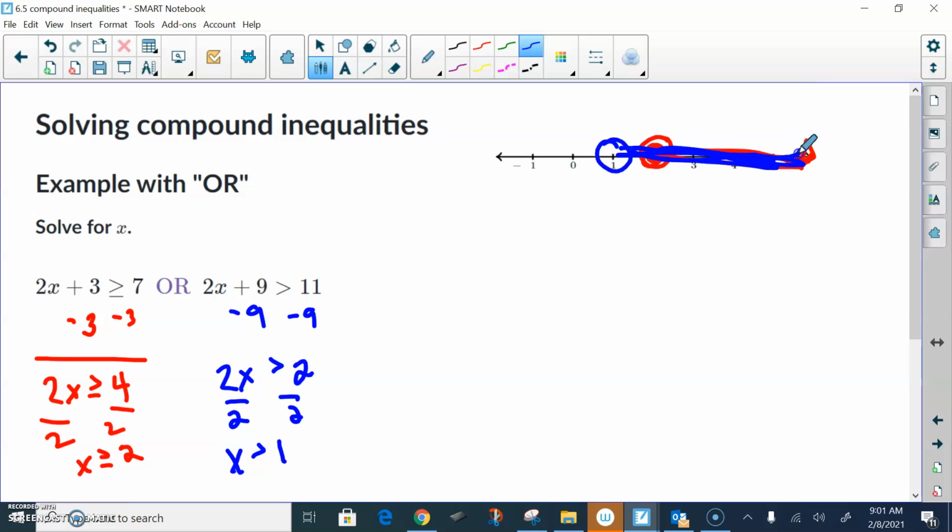So this is one of the cases where we don't need both of those. The x is greater than 1 took care of the other one. So when we write our final answer, we just say x has to be greater than 1. It took care of the other inequality.